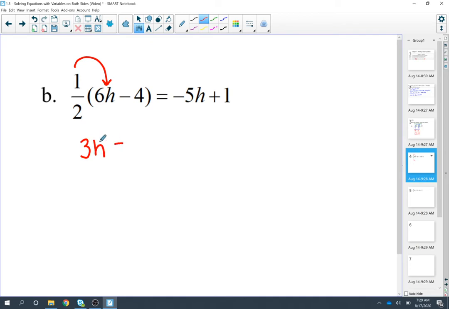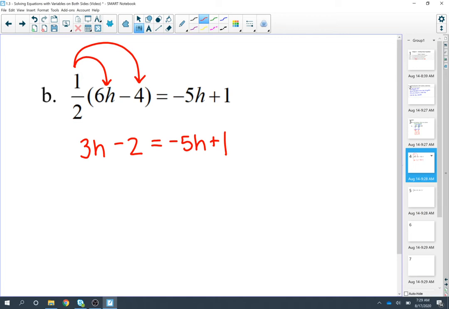minus 1/2 times 4. And again, it's just telling you to cut it in half. So half of 4 would be 2. And then this side has been dealt with for now. Equals negative 5h plus 1. I can't simplify, so I'm just going to bring it down.